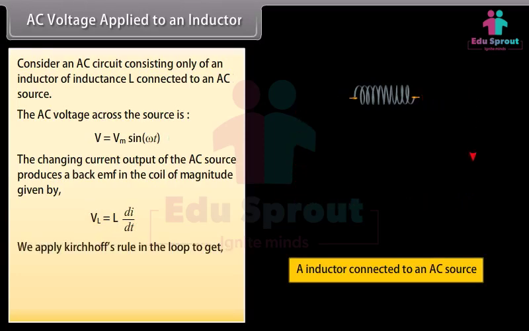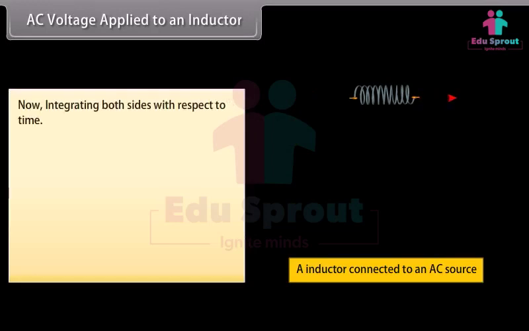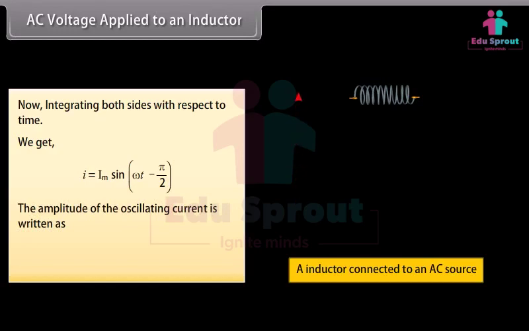We apply Kirchhoff's rule in the loop to get V minus VL is equal to 0. Now, put the values in the above equation. dI by dt is equal to Vm upon L multiplied by sin omega t. Now, integrating both sides with respect to time, we get I is equal to Im sin omega t minus pi by 2. The amplitude of the oscillating current is written as Im is equal to Vm upon omega L.